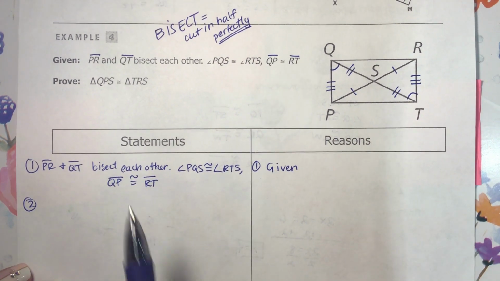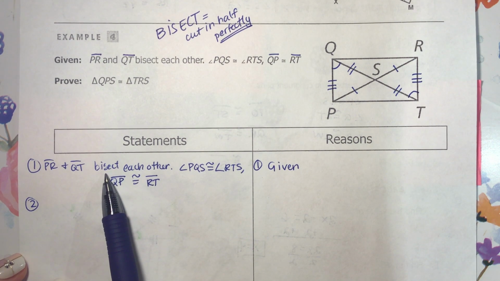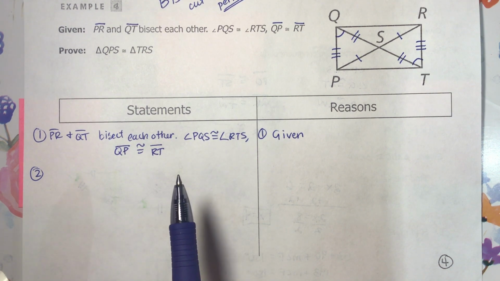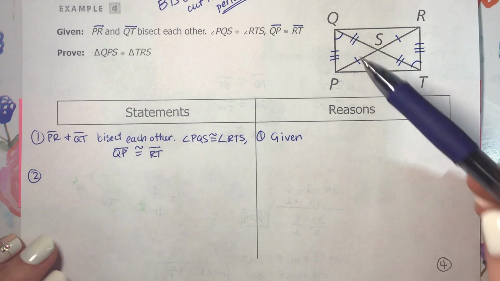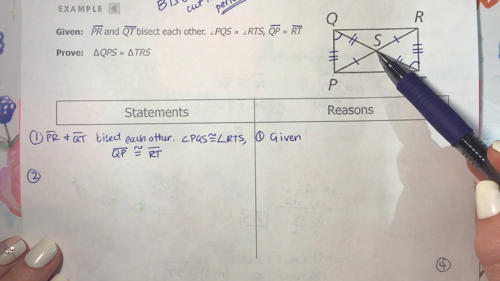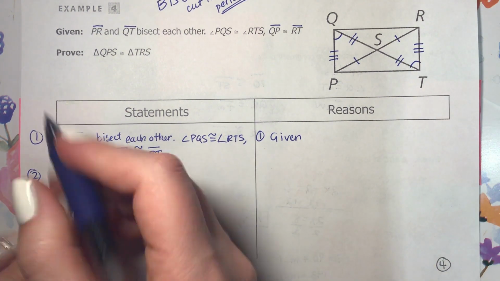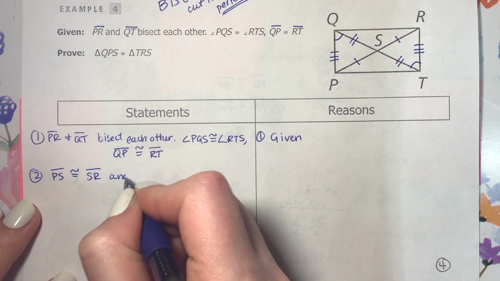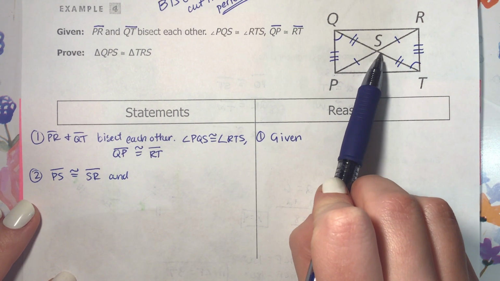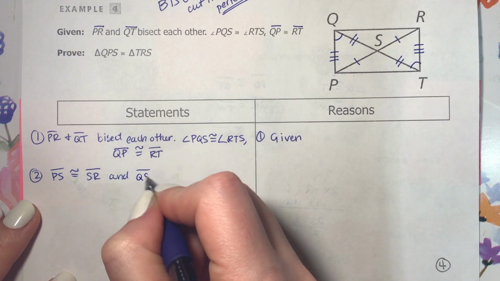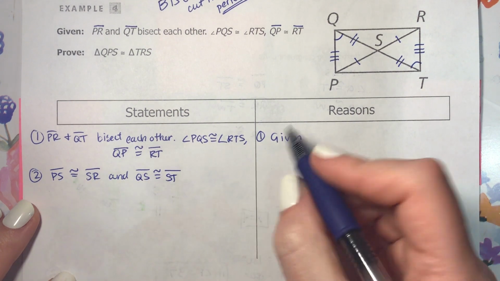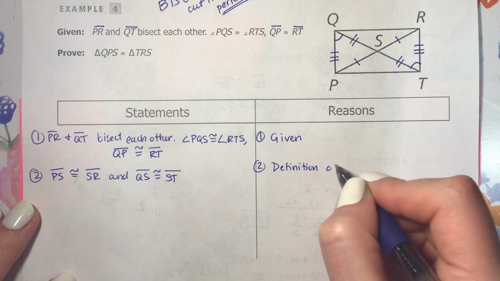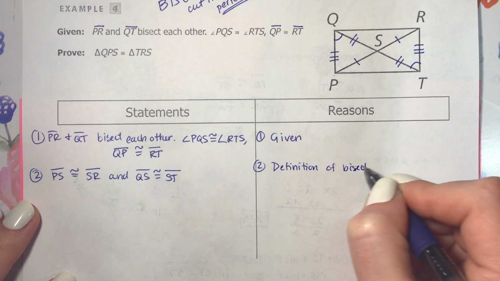For step 2, we were given that there are bisectors. So remember, when something is a bisector, it's cutting something perfectly in half, which means that we can write a congruency statement. So now I'm going to say PS is congruent to SR. And QS is congruent to ST. And why do I know that? That is the definition of bisect.